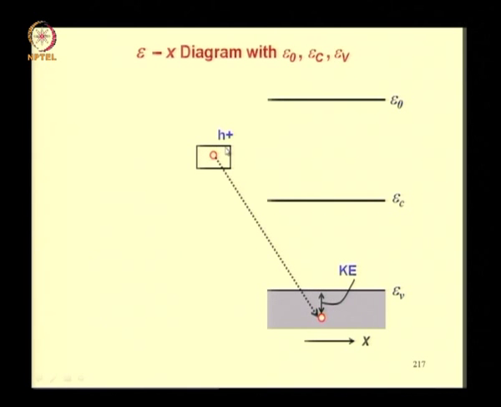A hole inside a semiconductor will be located in the valence band. So the kinetic energy of the hole is equal to the energy level EV, which is the potential energy of a hole, minus the energy of the hole. So this difference is the kinetic energy. So as the hole gains more and more kinetic energy, it moves down from EV.